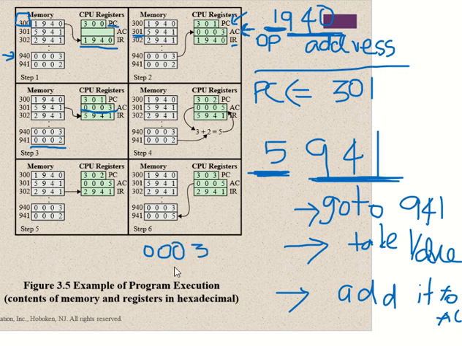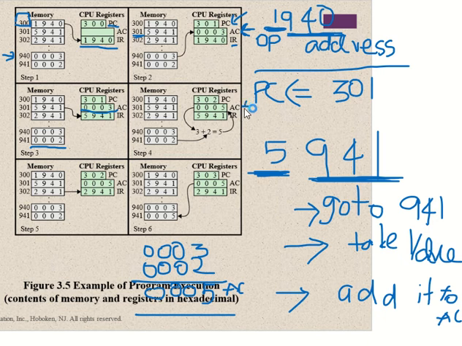0003. This is the AC. What does 941 contain? 0002. So when you add, you get 0005. Then where to put this value? You put it in AC. So can you see 0005? Here it is, in AC.